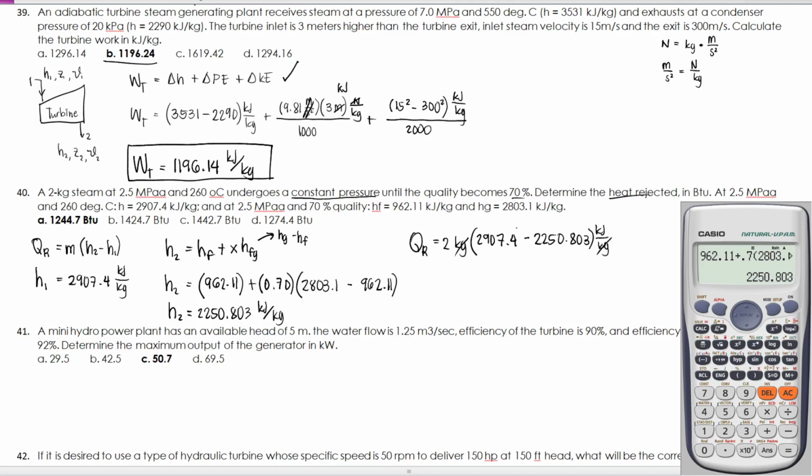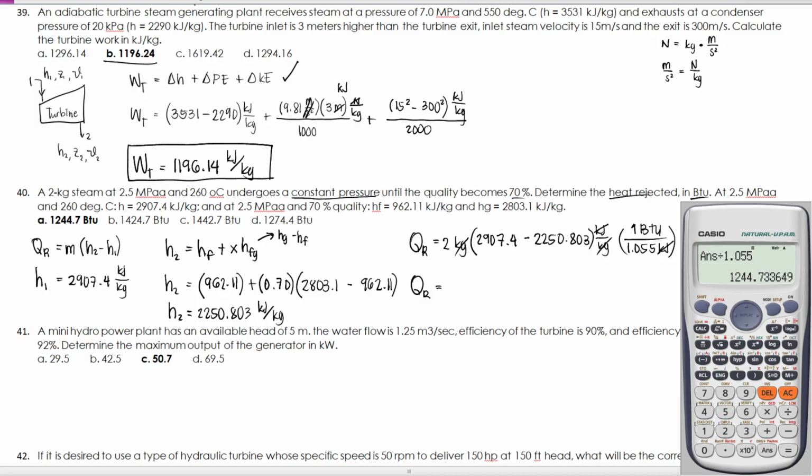So, cancel out yung kilograms. Ito ay magiging kilojoules. Ang hinahanap naka-BTU. So, conversion na lamang. By conversion, ang 1 BTU is equivalent sa 1.055 kilojoules. So, cancel this out at makukuha natin yung heat rejected in BTU. So, 2907.4 minus 2250.803 times 2. Okay, divided by 1.055.